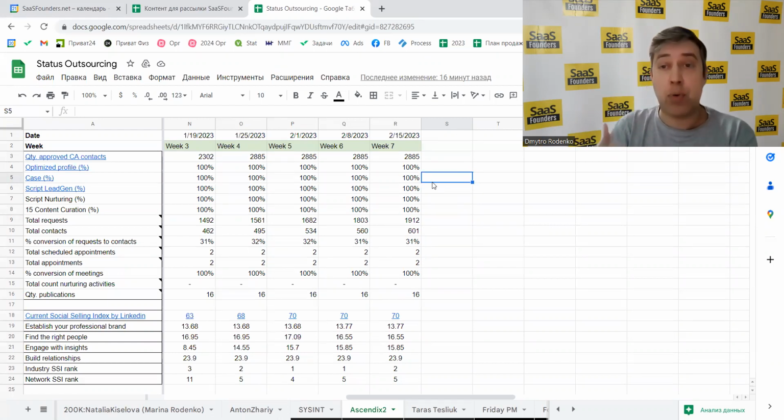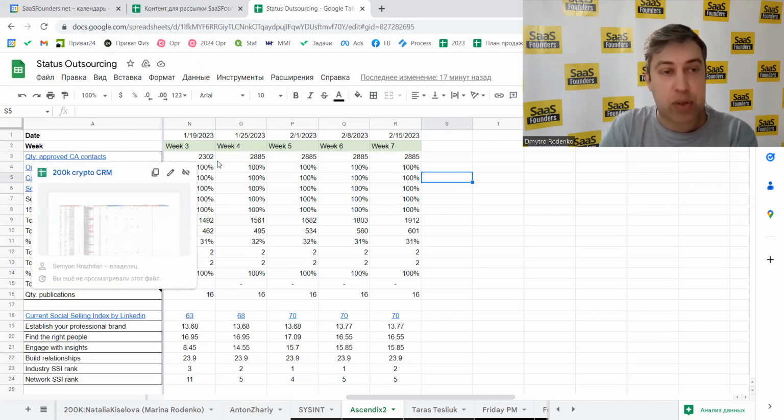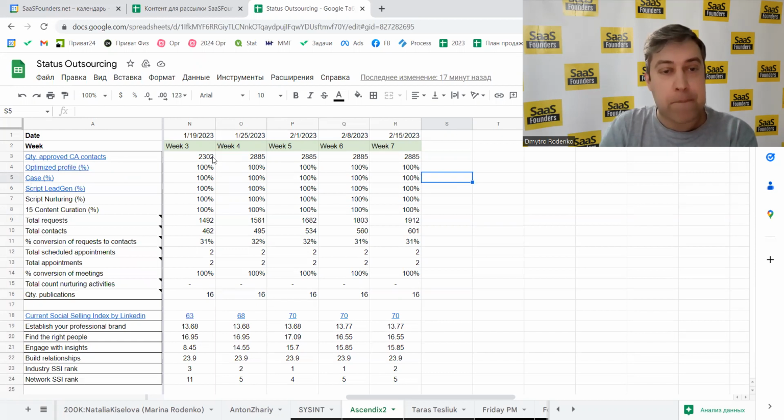And this gives you predictability. It gives you a real understanding of how many contacts, how many appointments, and how many contracts you will have by a certain date. So let's consider the steps. We use a certain number of indicators, and here I will describe each of them for you to copy and use in your business.